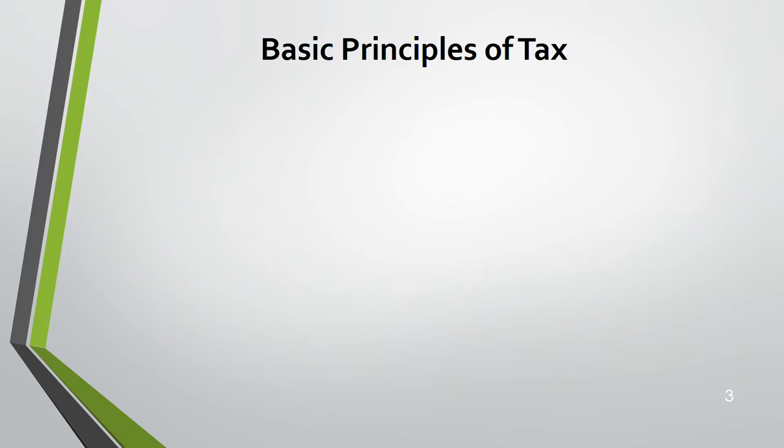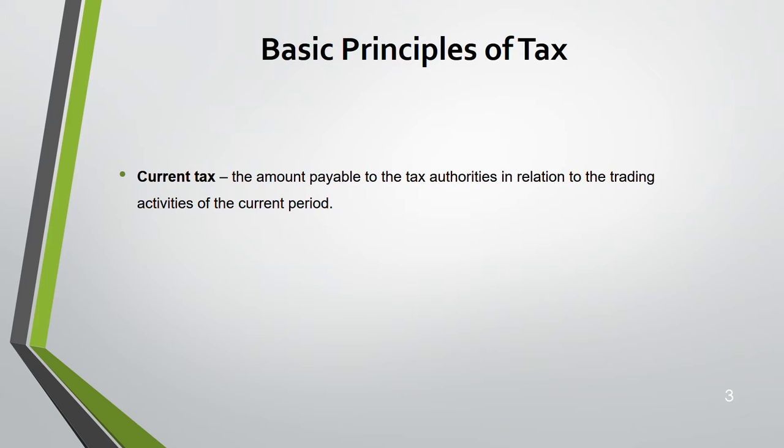So let's start with basic principles of tax. What is tax? In simple words, tax is an expense. In your accounting, you need to know how to record tax. There are two types of tax, and both types need to be dealt with differently. Trust me, if you understand this, this is one of the easiest areas to score marks. Whether deferred tax or current tax, they will just say tax, because it is known as income tax. Income tax includes both.